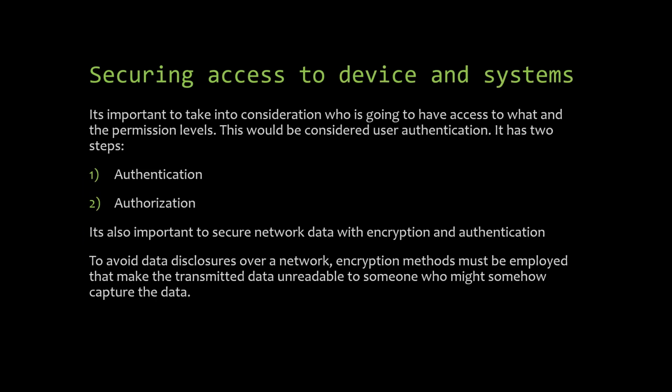You'll also want to secure access to devices and systems. This will include user authentication for network devices and securing network data with encryption and authentication. Authentication is a requirement when one wants to control access to network elements. Authentication has two aspects: access authentication and functional authorization.